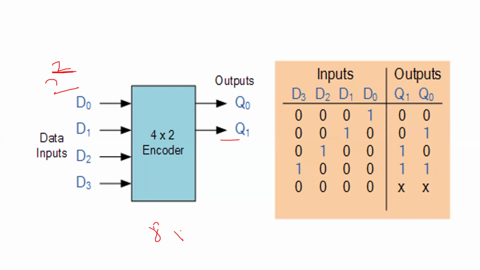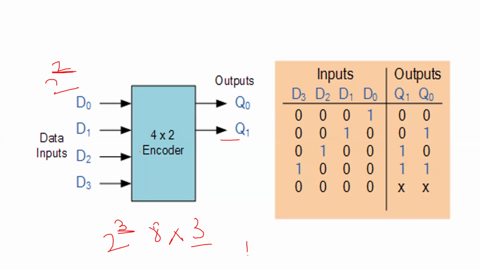Suppose 8 into 3 encoder, what does it mean? It is 2 power 3, so we will get 3 outputs here. Similarly, for 16 into 4, we can take 2 power 4. So these are the methods we have to work out.